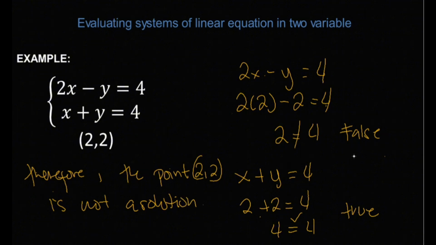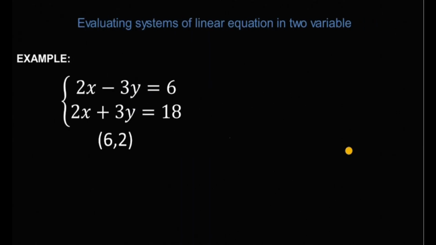Now, let's have another example. Example number 3: 2x minus 3y is equal to 6, 2x plus 3y is equal to 18. Determine if the given point (6, 2) is a solution.